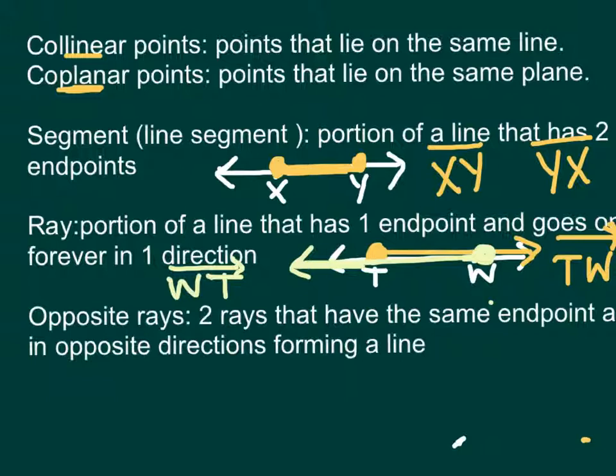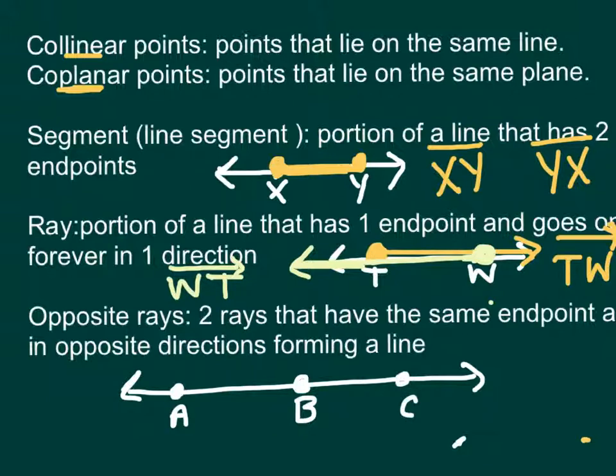Okay, the last word that we have on this slide is opposite rays. This is when you have two rays that have the same endpoint, but they're going in opposite directions, so together they form a line. It's like you have half of the line over here, half of the line over there. So let's take a look at this one. This time we're going to have points A, B, and C.